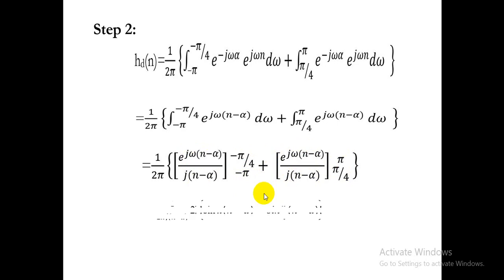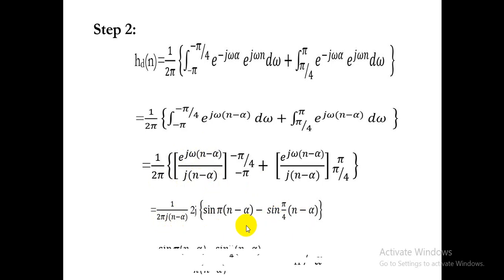That is clear, right? Now here you take 1/(2π j(n-α)) outside, and 2j. Now we can write this as sin π(n-α) minus sin (π/4)(n-α). It is clear, right? Next, this holds when n is not equal to α. You should always remember that n is not equal to α here, because α is an integer, always remember that. Clear, right?